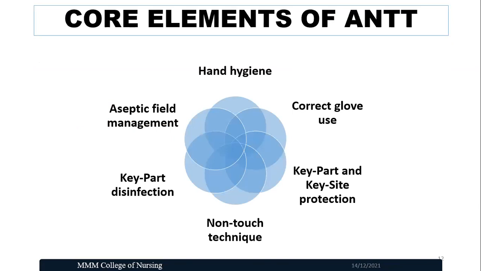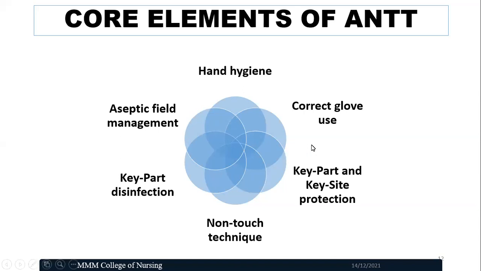The core elements of ANTT are, the first element is hand hygiene. That is, maintaining hand hygiene or strictly adhering to effective hand hygiene practices using a systematic method performed prior to, during, or following any invasive clinical procedure. Here, very well, we can use the WHO 5 moments of hand hygiene so that we will be able to remember this in our day-to-day practice.